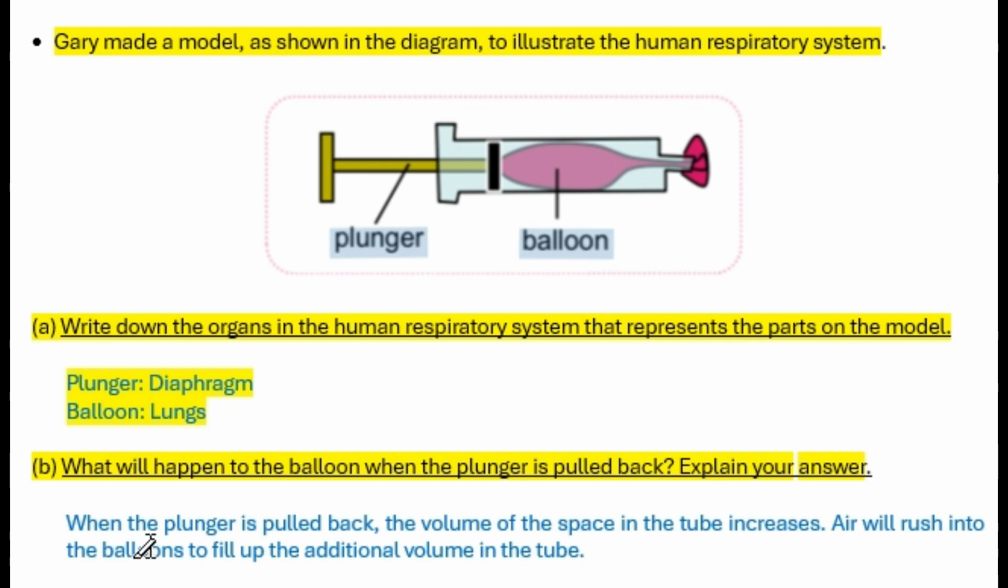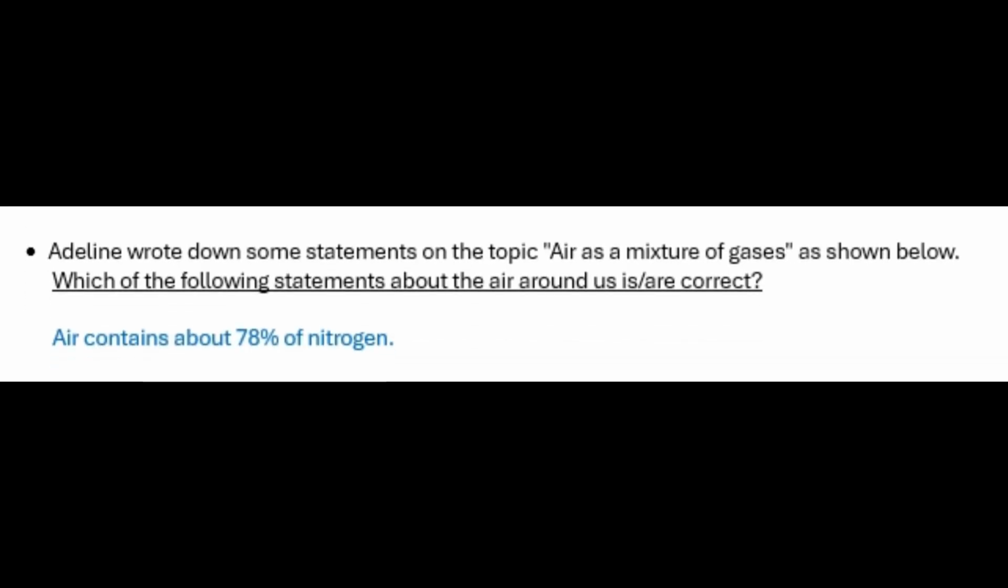B. What will happen to the balloon when the plunger is pulled back? Explain your answer. When the plunger is pulled back, the volume of the space in the tube increases. Air will rush into the balloon to fill up the additional volume in the tube.